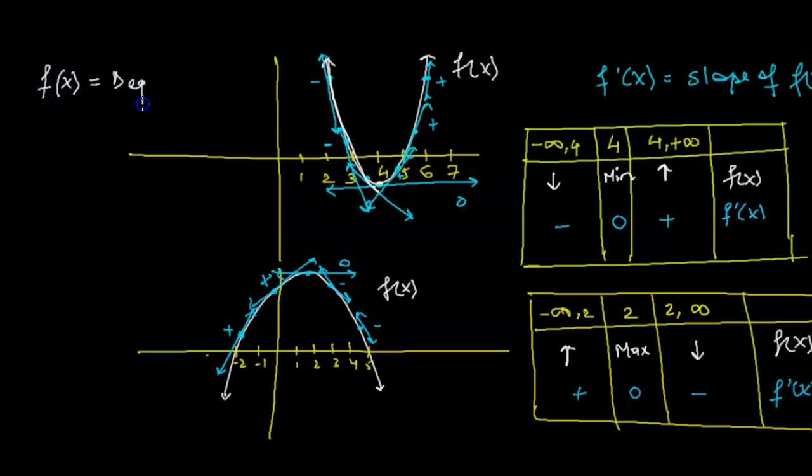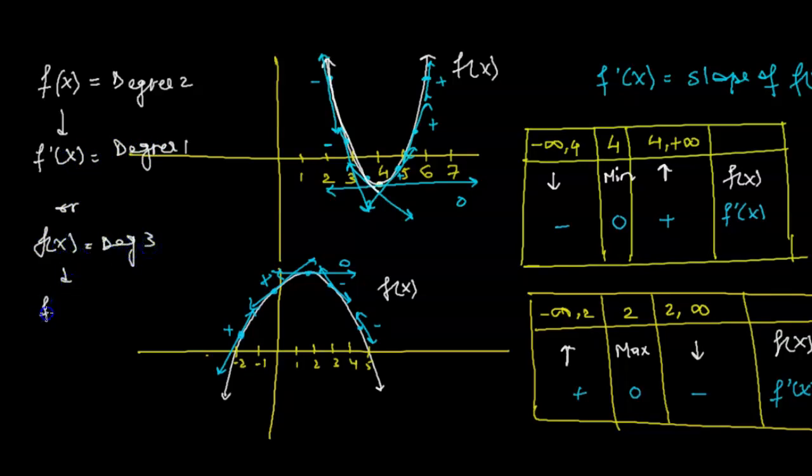So if the original function is a degree 2 function, the derivative will always be a degree 1 function. Or if the original function is a degree 3 function, the derivative will definitely be a degree 2 function. Because the derivative will always be 1 degree less than the original function. We can see that when we are given a function equation.